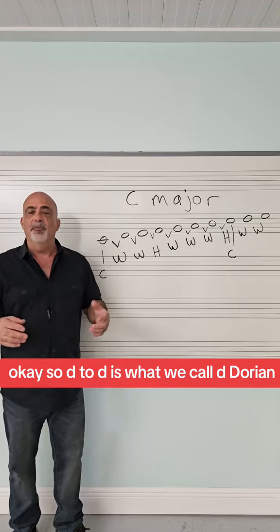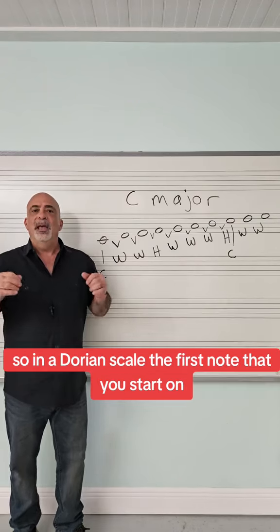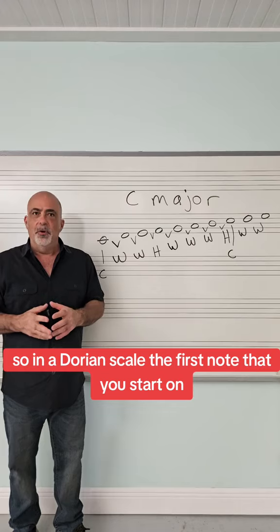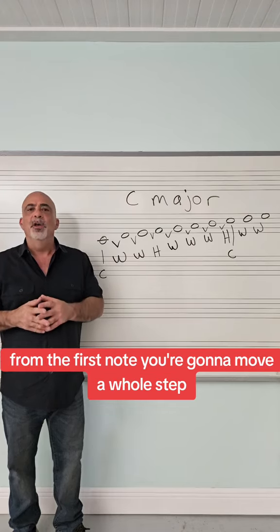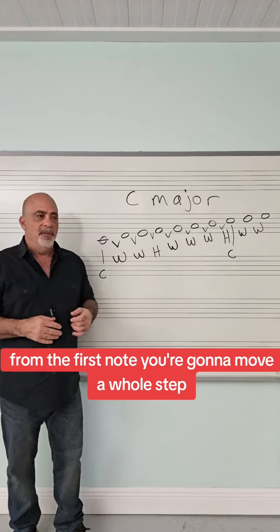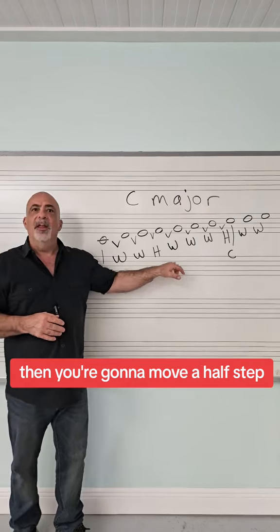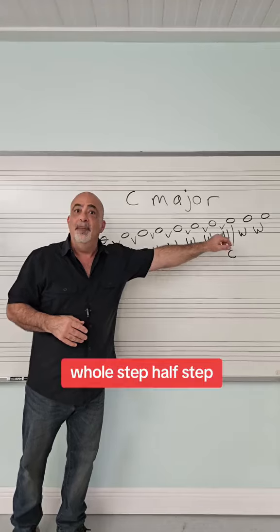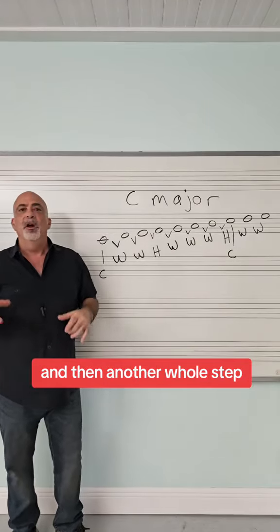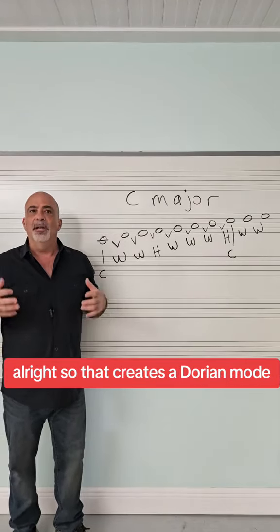Okay, so D to D is what we call D Dorian. So in a Dorian scale, from the first note that you start on, you're going to move a whole step, then a half step, then a whole step, whole step, whole step, half step, and then another whole step. All right, so that creates a Dorian mode.